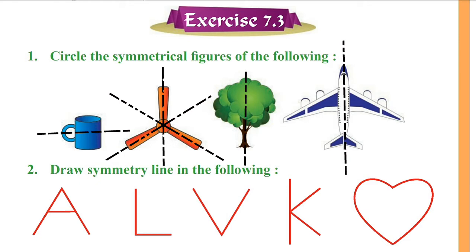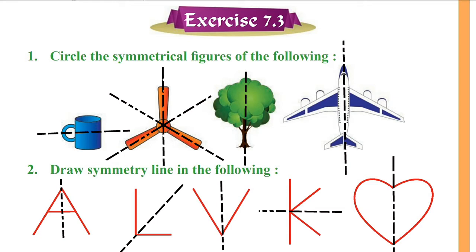Now second, draw symmetry line in the following. Here we will draw the symmetry line. Similarly, you can see all the lines are drawn, right? So all the figures are divided symmetrically: A, L, V, K and this heart.